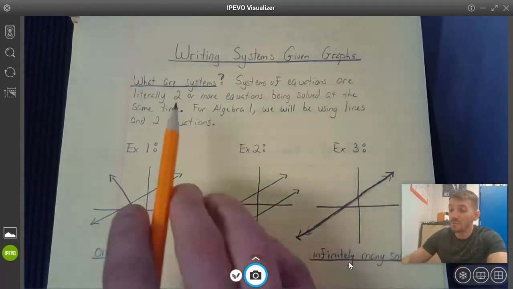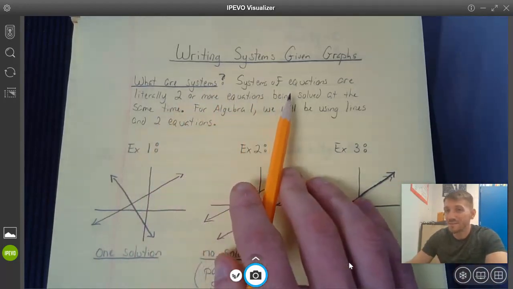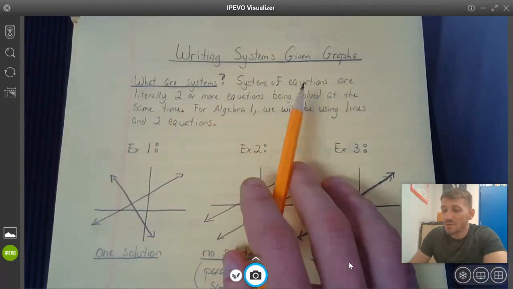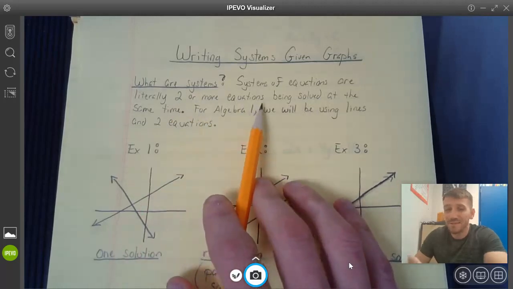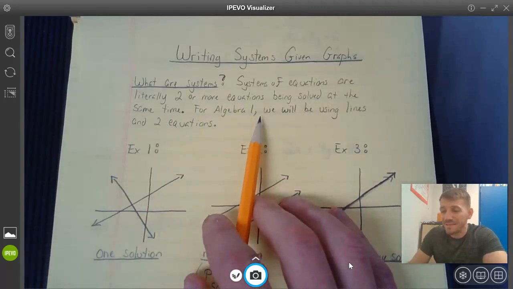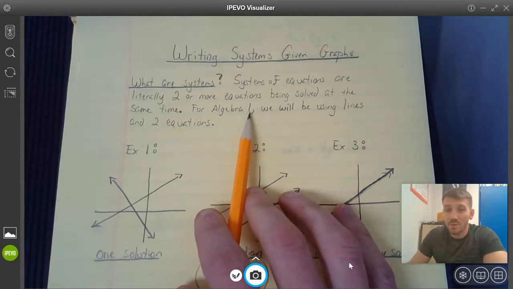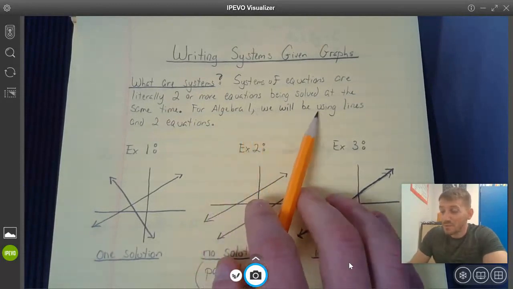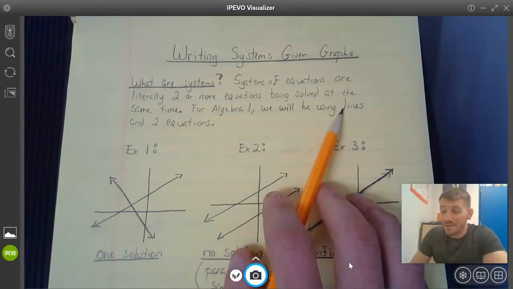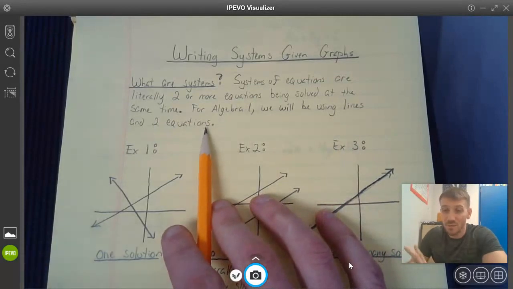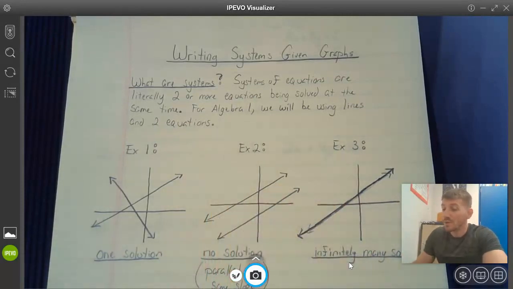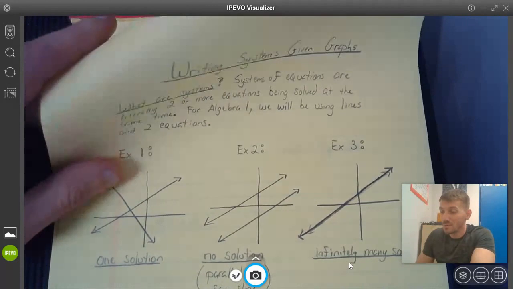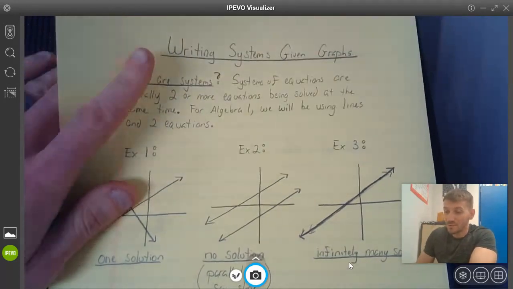So for example, what are systems? Systems of equations are literally solving two or more equations at the same time. That's really it. So for algebra 1, we're going to be really stressing linear equations. So we'll be graphing lines and we'll be sticking with just two. So here's what two lines can do. There are only three options that lines can really do on a graph.